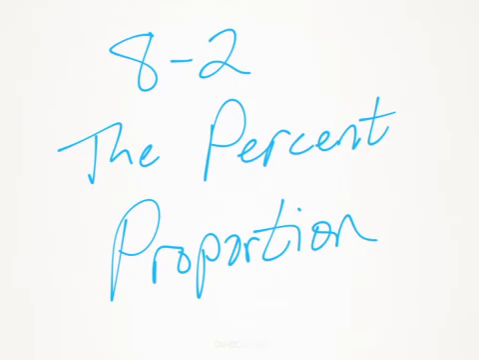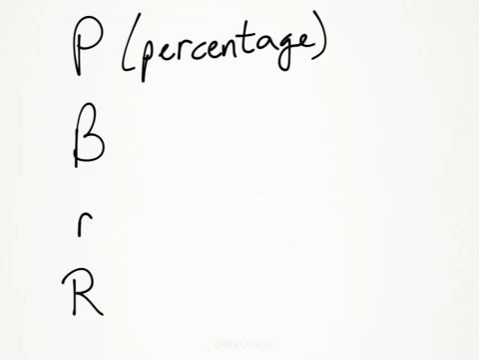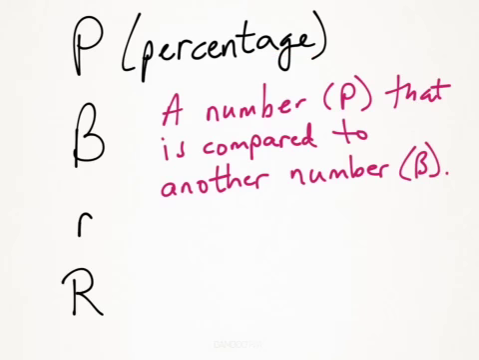Okay, talking about percent proportion. There are three letters that you're going to see in a percent proportion: big P, big B, and little r or big R. Big P refers to the percentage. Don't get that confused with percent. It's the percentage, not the same thing as percent at all. The percentage is a number that is compared to another number. In this case, it's going to be compared to the big B.